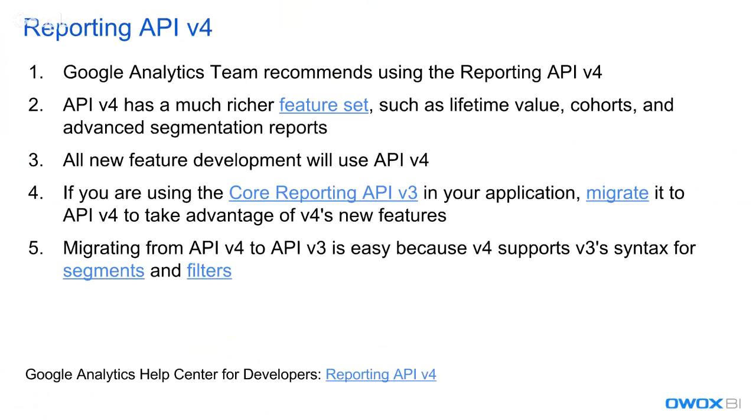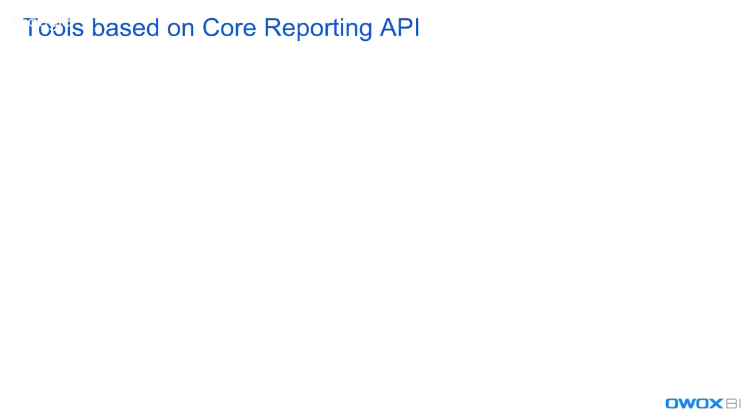of the fourth version. If you are using the core reporting API of the third version in your application, you can easily migrate to the API of the fourth version to take advantage of its new features. And also you should understand that migrating from the old version to the new version is easy because the new version supports the old syntax for segments and filters. And now let's talk about the most popular tools that use the reporting API.